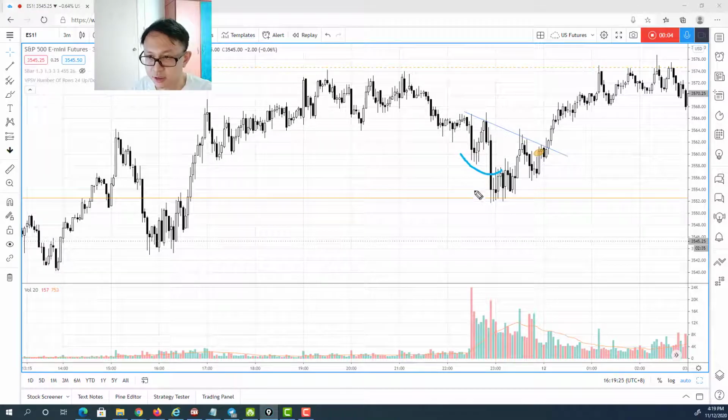In the US session, there's an inverse head and shoulder pattern that showed up. So just take a look at this. There's the left shoulder, head, right shoulder, and that's the neckline.